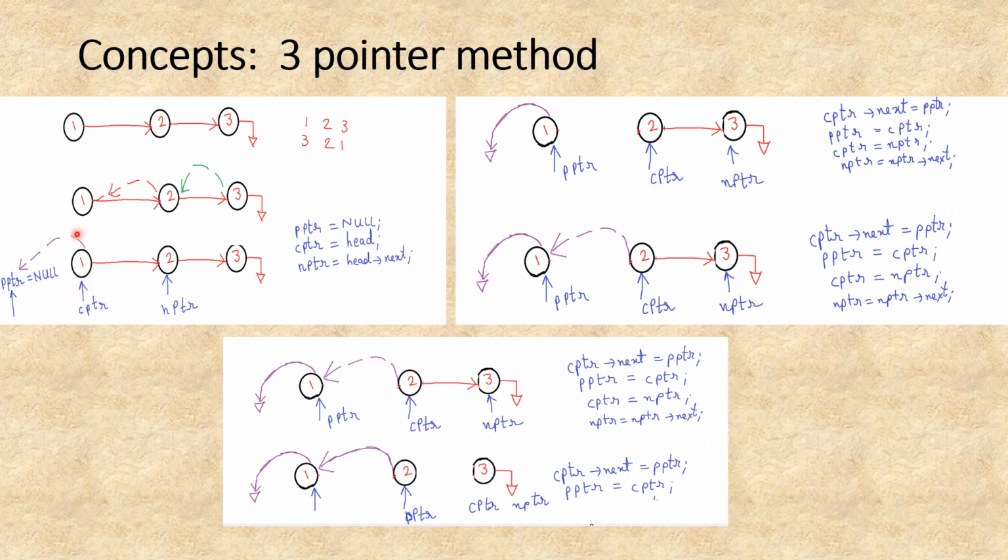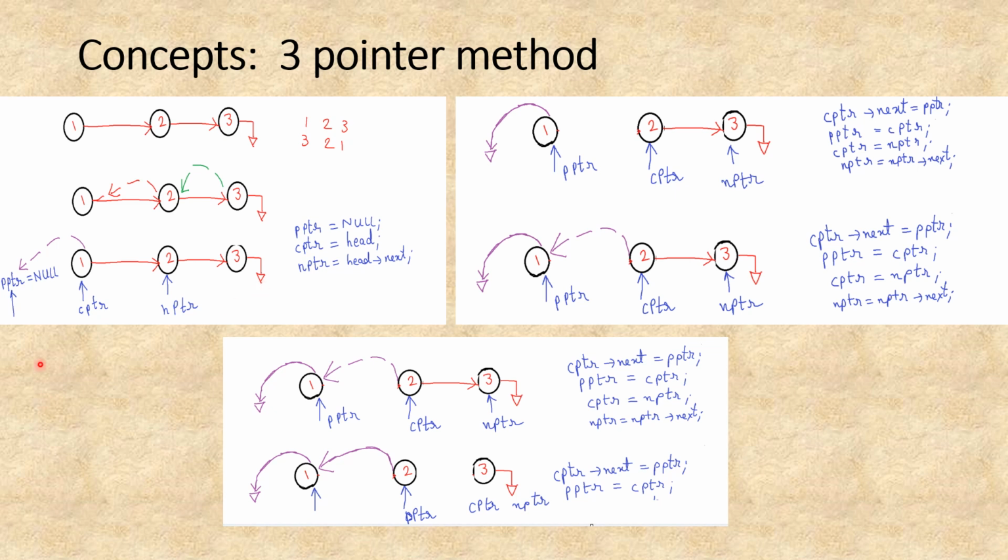So after fixing up 1, we move ahead and fix up the link between 1 and 2. Instead of the link pointing from 1 to 2, we will make it point from 2 to 1, and going forward we will make the link point from 3 to 2, and we will stop this iteration once we hit the null terminator. To do this, we will need 3 pointers.